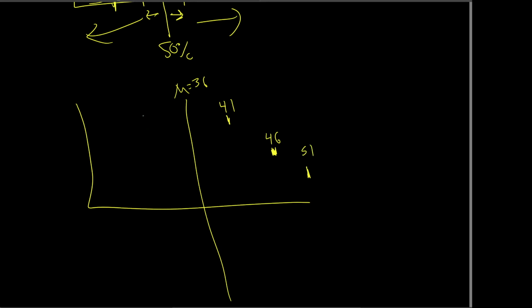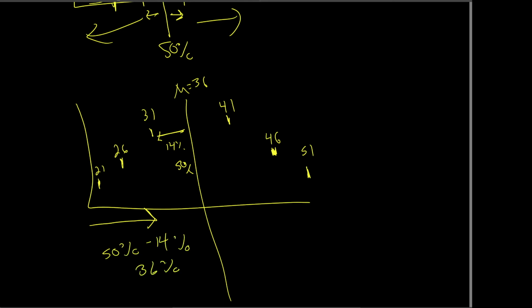-1 standard deviation would be 31. -2 standard deviations would be 26, and -3 standard deviations would be 21. And so these data values represent that. Well, if this is 50%, and this bit was roughly 14%, then everything up to here is 50% minus 14%, or roughly 36%.